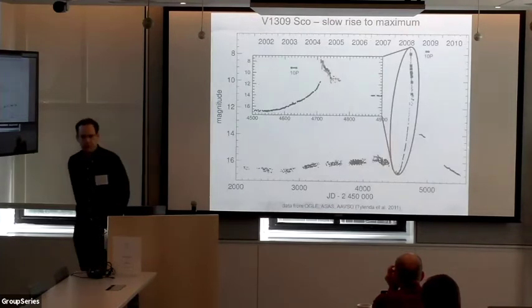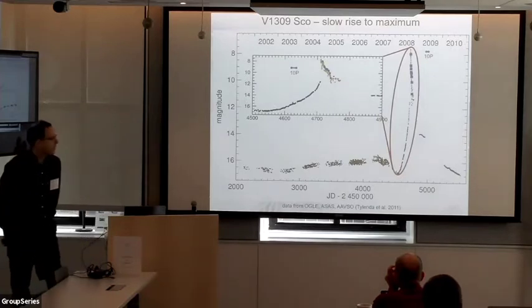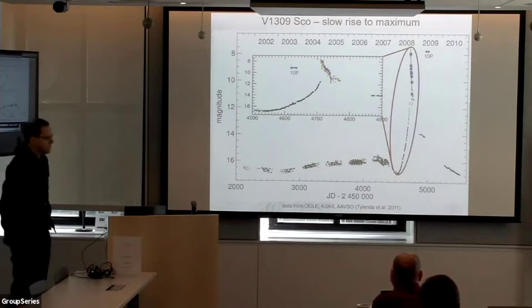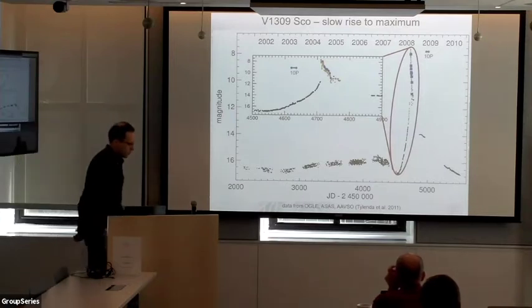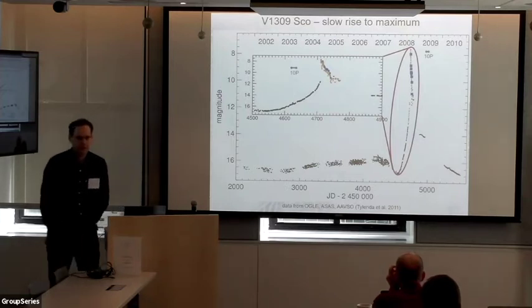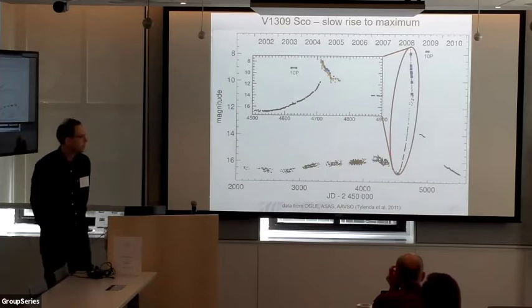The third weird feature of V1309 Sco was the actual brightening. The object brightened gradually over about 200 days, about 150 orbital periods of the binary, to the maximum. This is very different from usual transients like novae and supernovae, where the brightening is very fast and associated with some kind of explosive ejection.